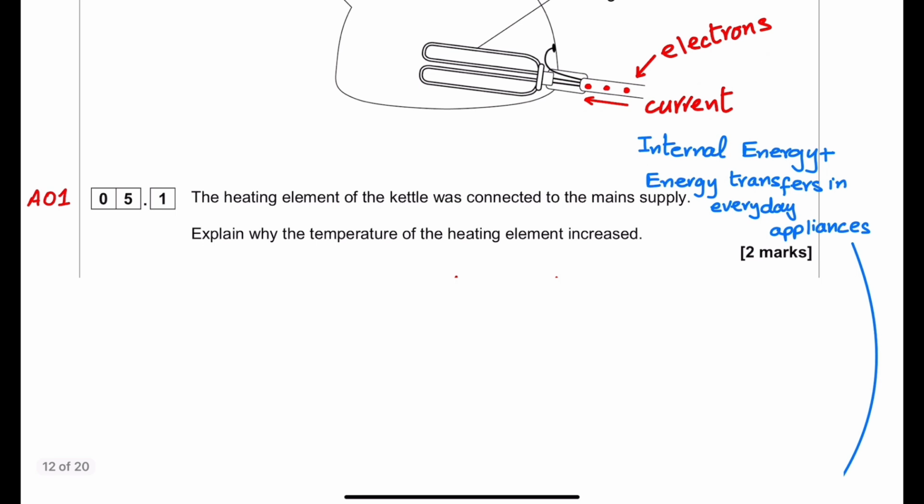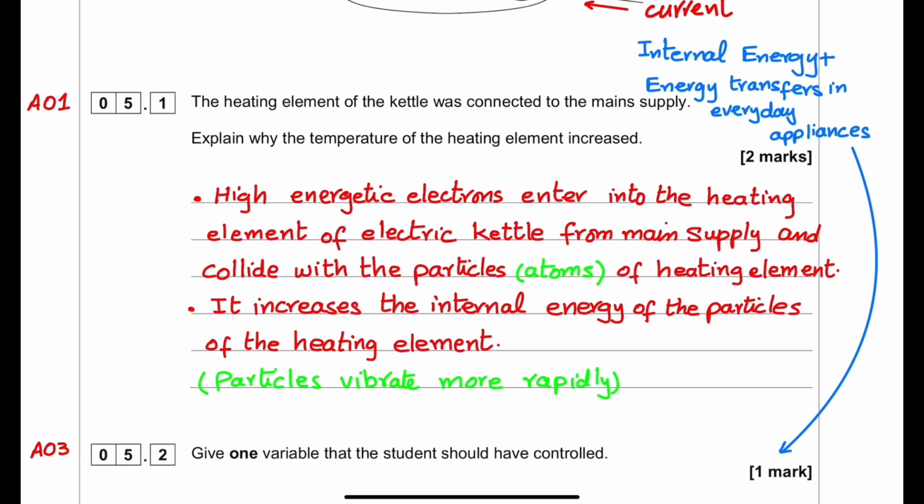Let's see the model answer. The model answer is high energetic electrons enter into the heating element of the electric kettle from the main supply and collide with the particles, meaning the atoms of the heating element. It increases the internal energy of the particles of the heating element. Therefore, the particles of the heating element vibrate more rapidly.